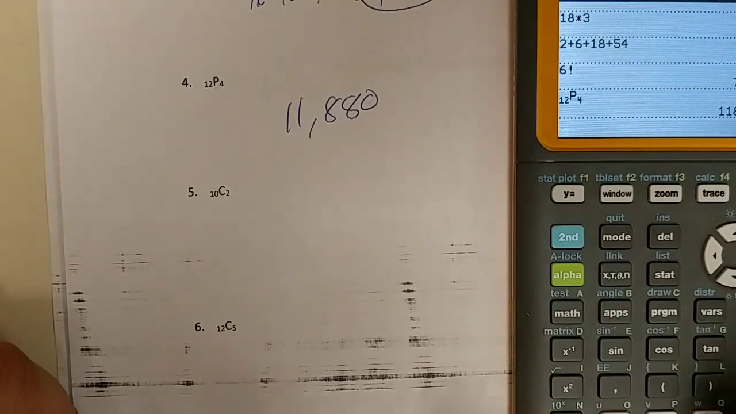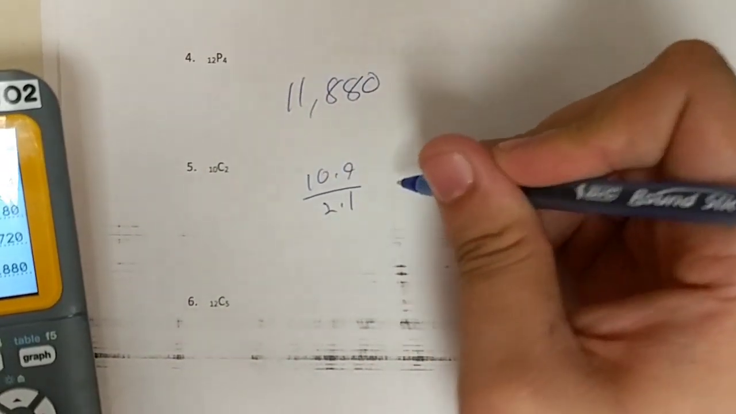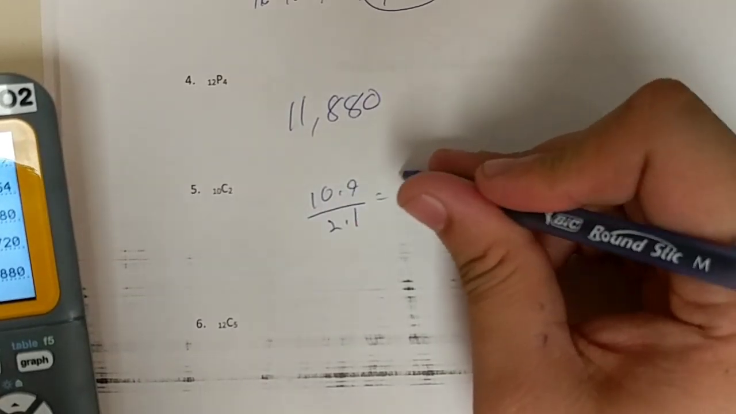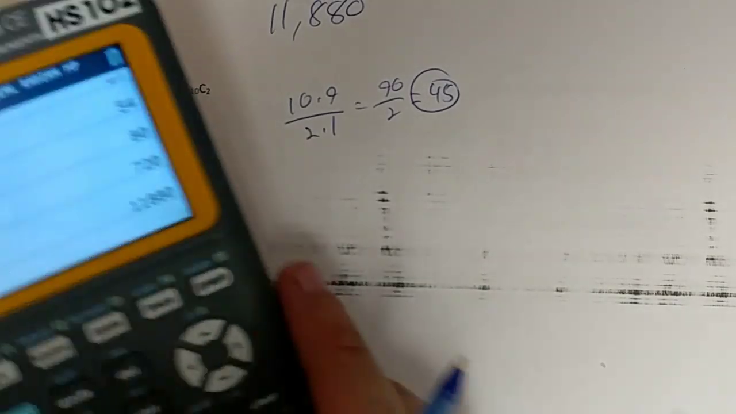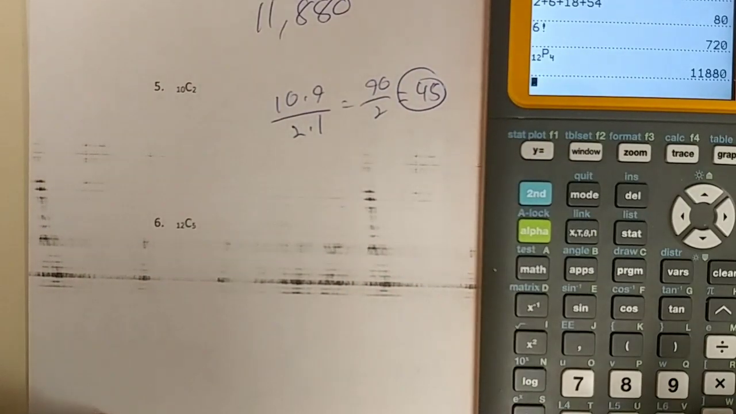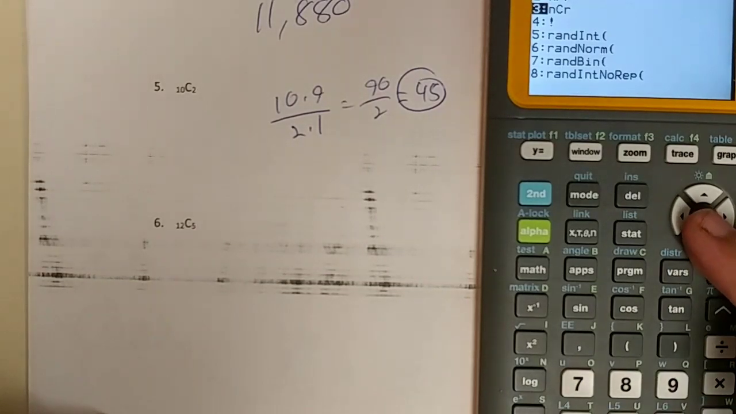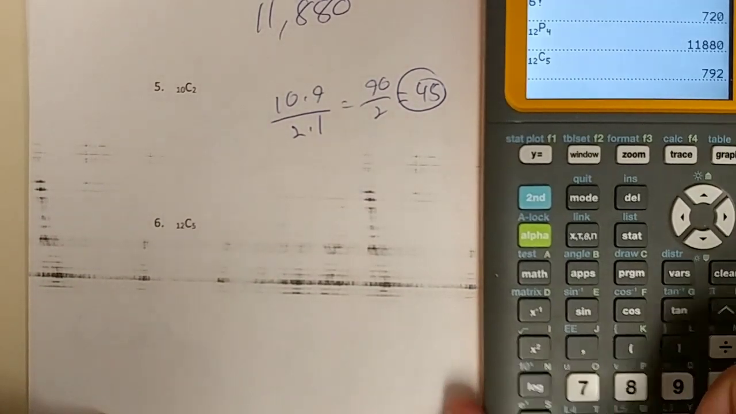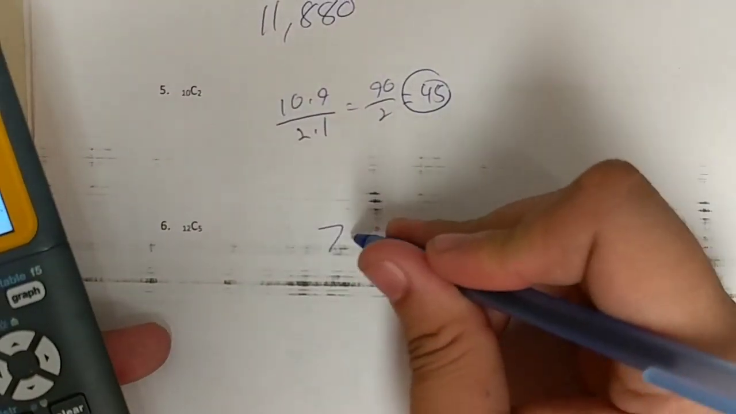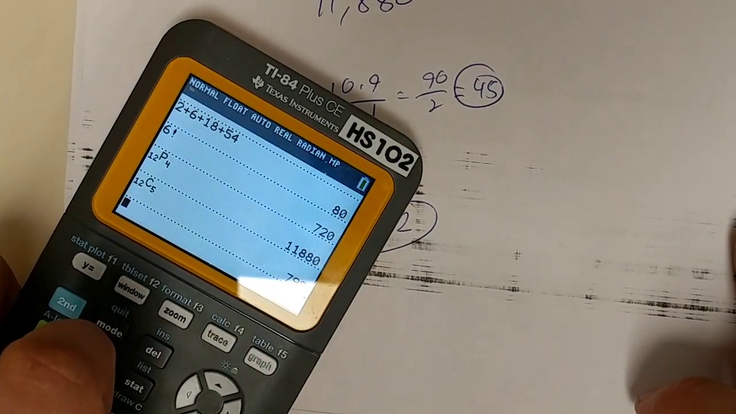Next one, C. So C is 10 times 9 over 2 times 1. So that is 90 over 2, which is 45. Over here, 12C5. We're going to do 12, math, probability, and nCr. So that's the third option. And then it's 5. So that's 792. 792, okay? And that's how it looks like in the calculator.